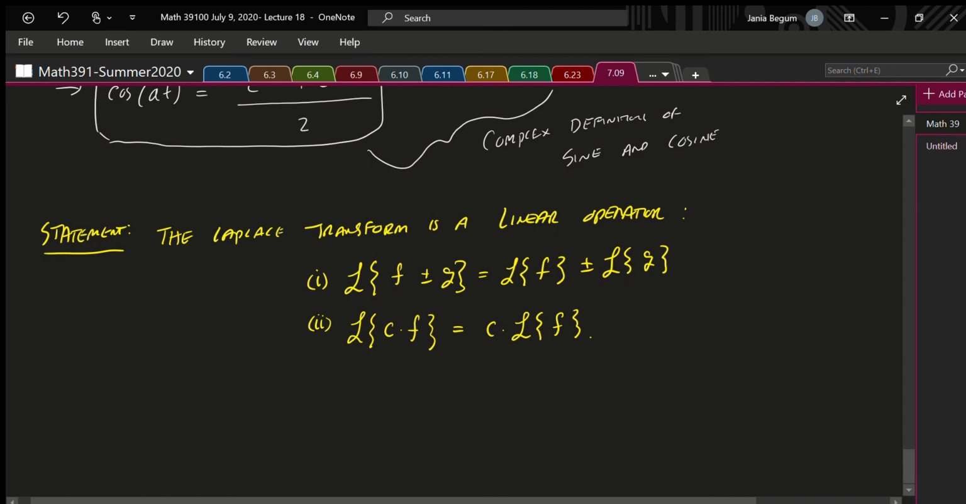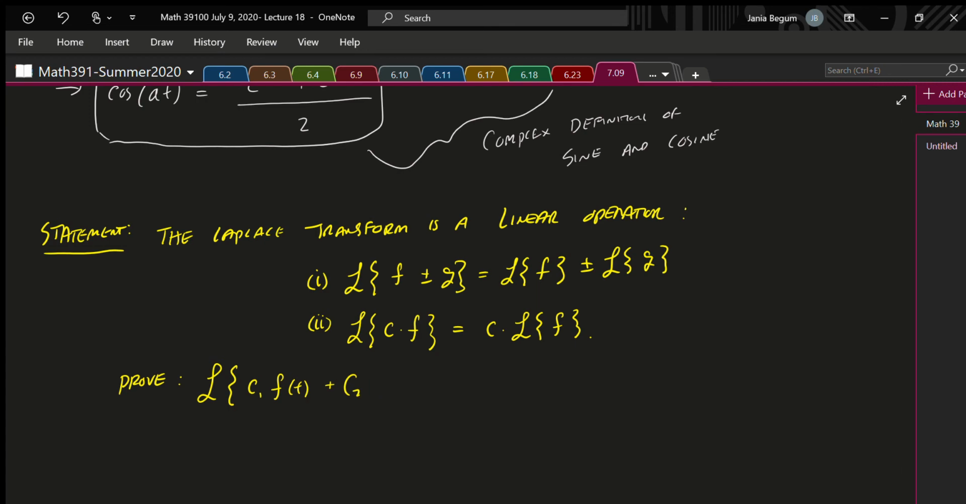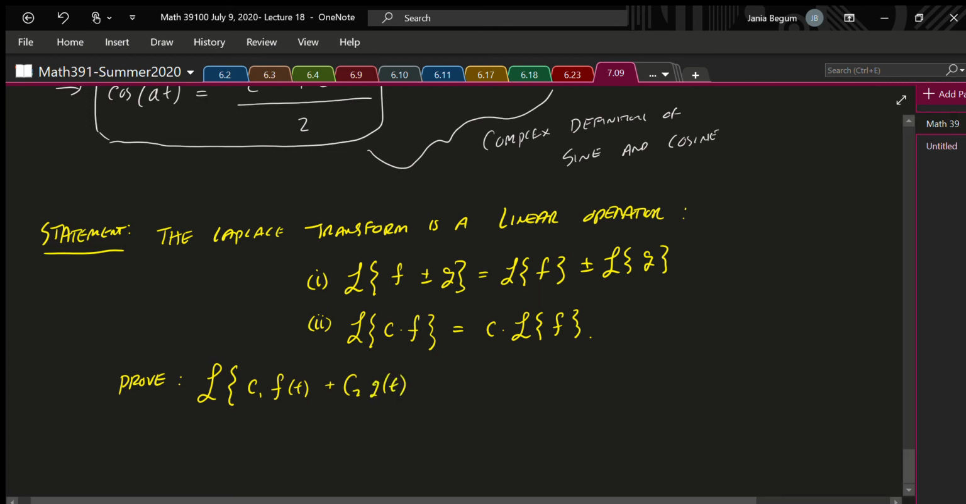So the statement that I'm going to prove, I'm going to join these two into one. What I'm going to prove is that the Laplace transform of c1 f of t plus c2 g of t is equal to c1 times the Laplace transform of f of t plus c2 times the Laplace transform of g of t. So that's the statement I'm going to prove.